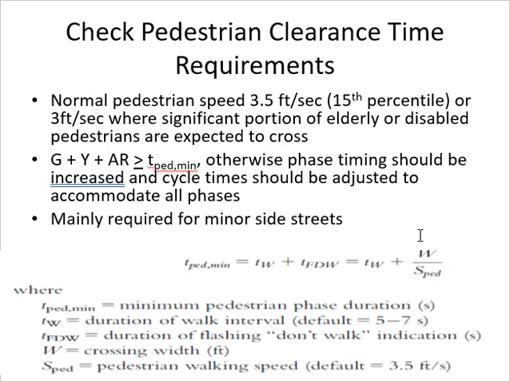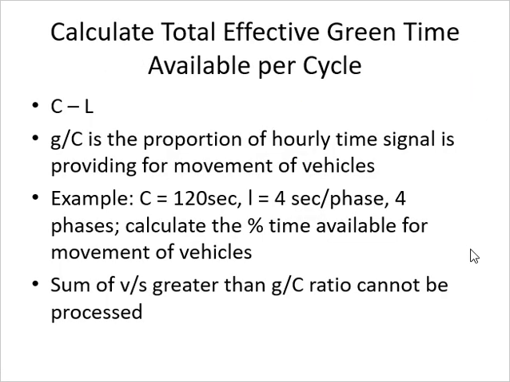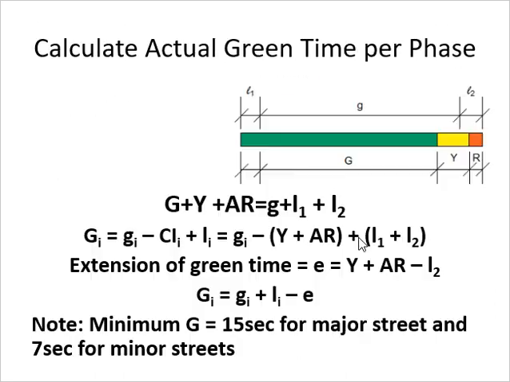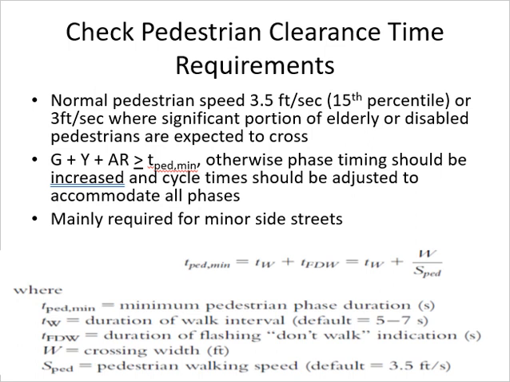Then we calculate using the speed of the pedestrian: the width of the intersection upon the speed of the pedestrians. Remember, the width is in the direction of travel. If the pedestrian is crossing in this direction, the width will be this dimension. If the pedestrian is crossing in this other direction, the width will be this one. So you have to do it for each direction, because it will not be the same. For the speed of the pedestrian, they are saying 3.5 feet per second can be taken, or if you do your own study, then it should be the 15th percentile speed of the observed values.